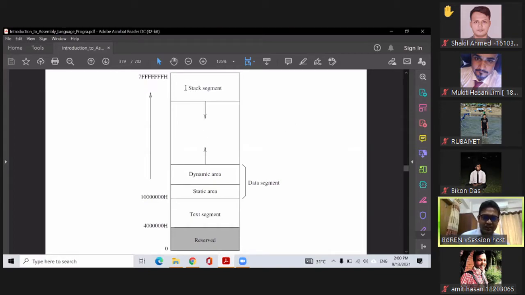And the other one is the stack operation. The stack operation is very similar.